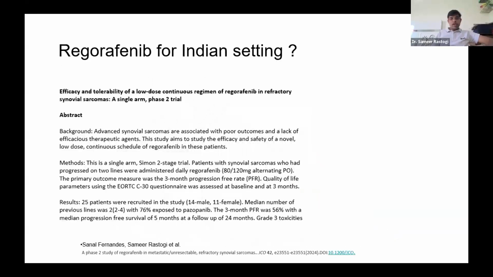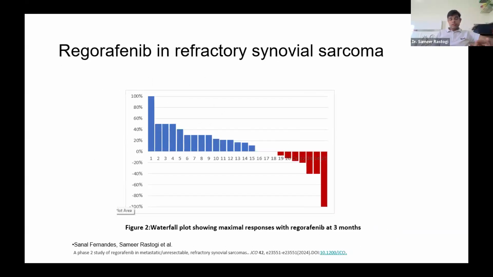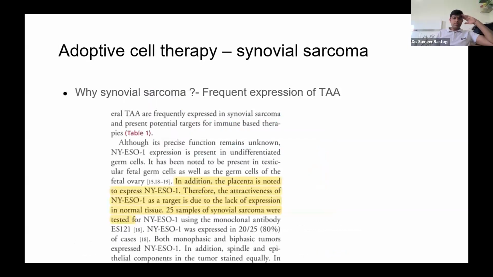So we have tried anlotinib, we have tried regorafenib, and regorafenib also has good responses. Perhaps in a progressive synovial sarcoma, you might try anlotinib and regorafenib. Anlotinib is available free of cost right now, on a compassionate basis program.